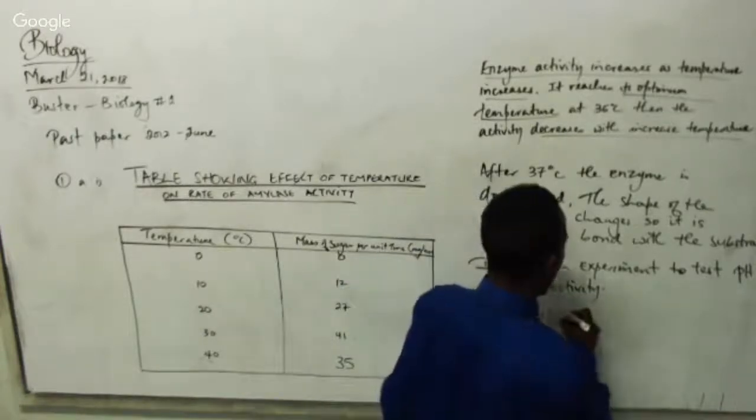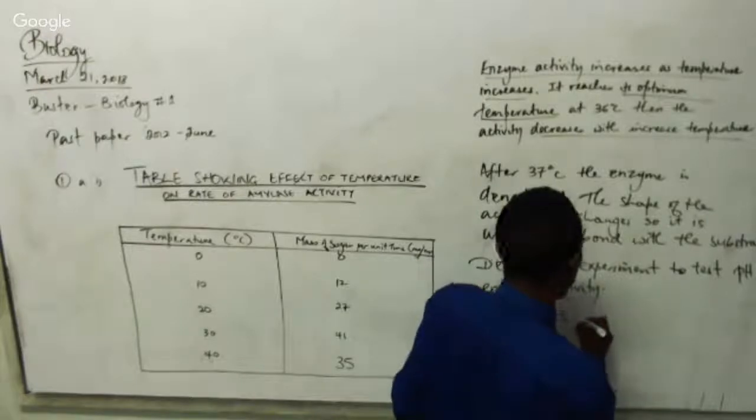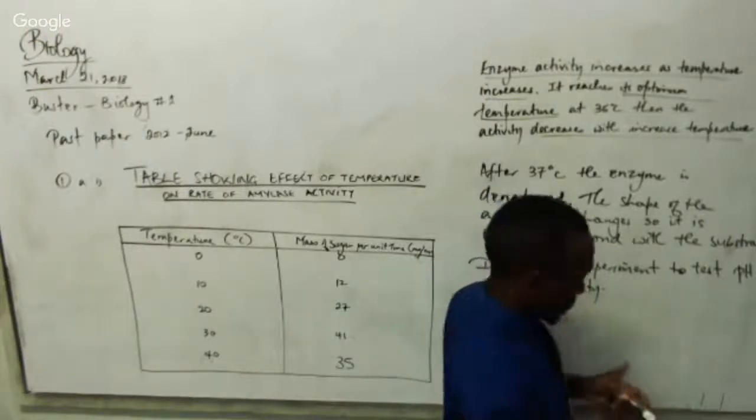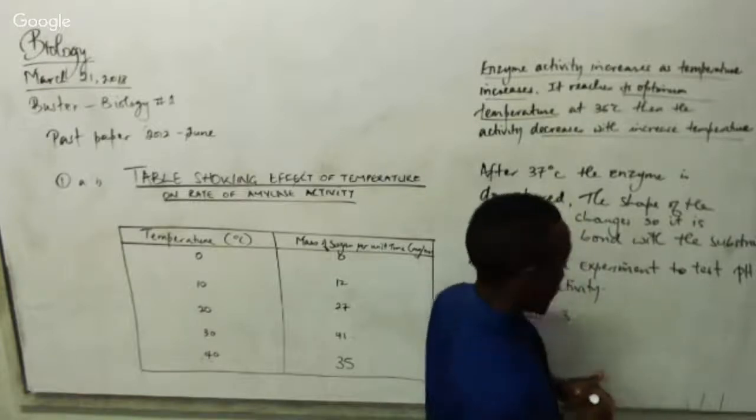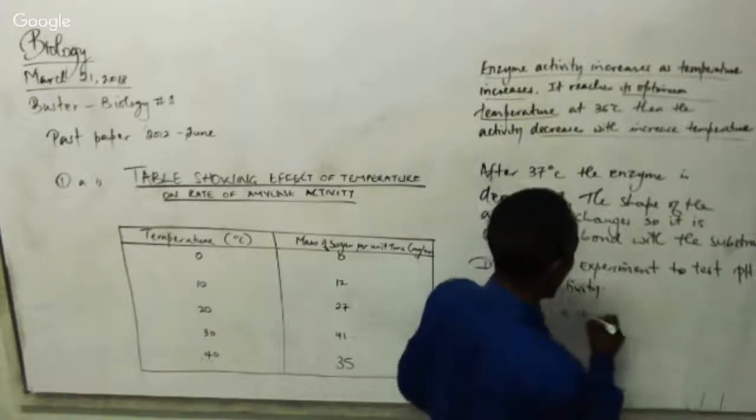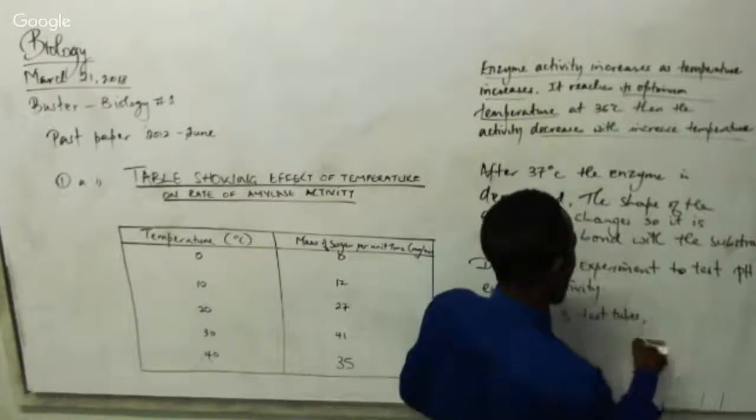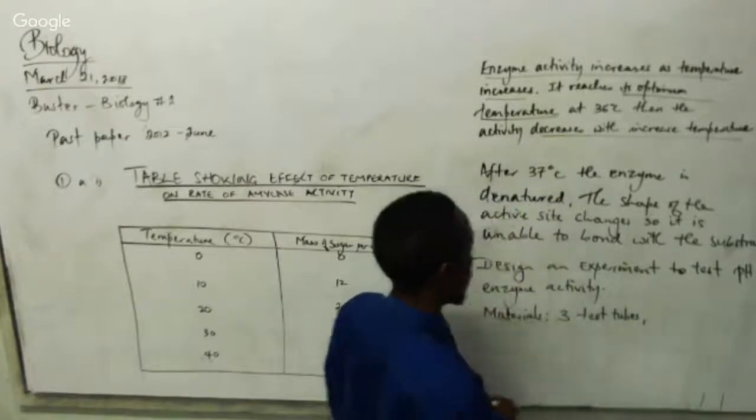So you're going to need how many test tubes? It depends, it could be 5 or 3. You need one neutral, a control one, so it's definitely 3.